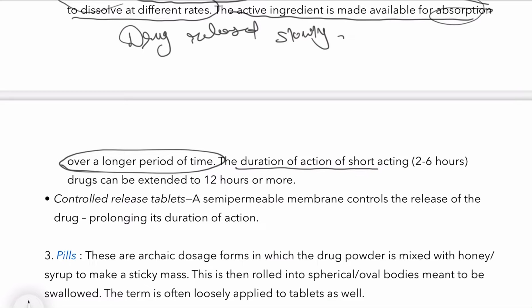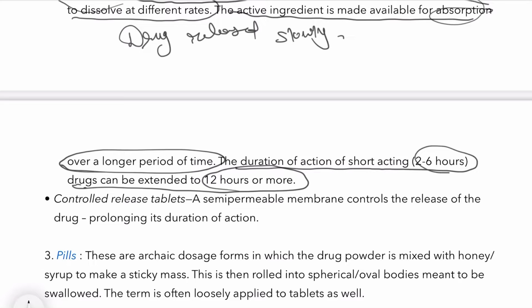The duration of action of short-acting 2 to 6 hour drugs can be extended to 12 hours or more. Means the drug is released in a small quantity according to the power of the drug. According to the action of the drug, small power or short-acting drugs last 2 to 6 hours, and long ones are 12 or more hours.